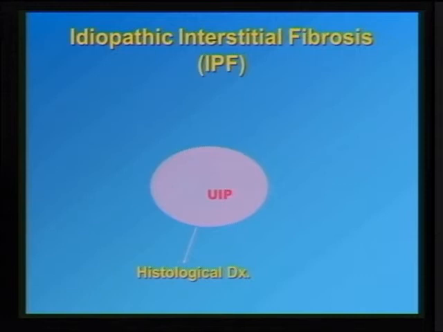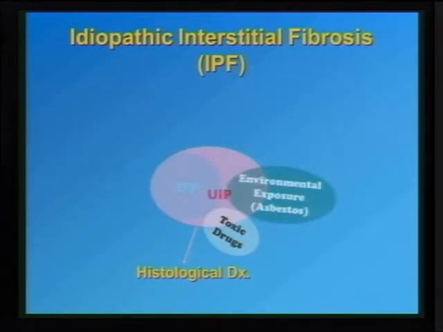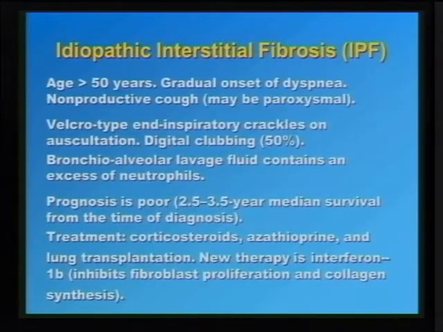Just remember that IPF by itself is all within the UIP, but there are other things that can give you a pattern of UIP. So toxic drugs can give you that, asbestos exposure, so asbestosis can give you a pattern of UIP, collagen vascular disease also can give you that.